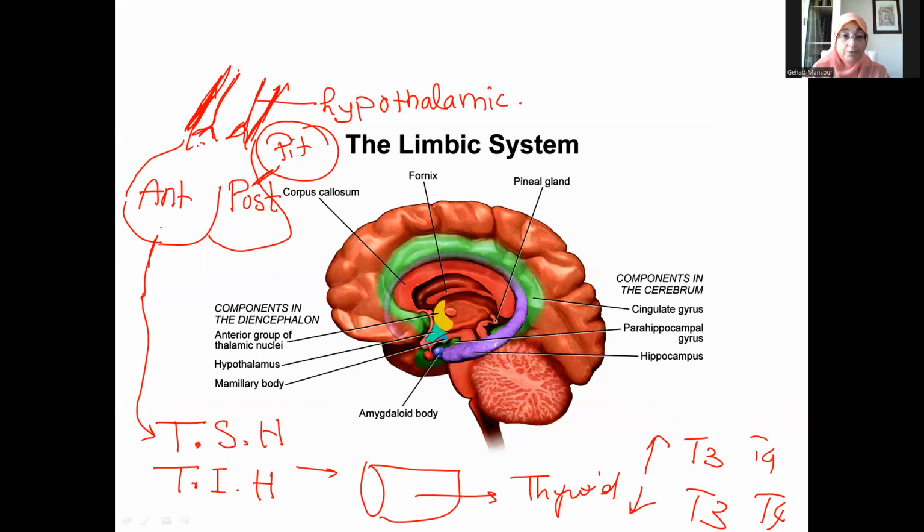The hypothalamus releases hormones like these that are called releasing hormones. So we have thyrotropin releasing hormone. You needn't know that name, but you have to know that these neurosecretions that are secreted from the hypothalamus will affect the hormones of the anterior pituitary to increase their secretion or decrease their secretion.